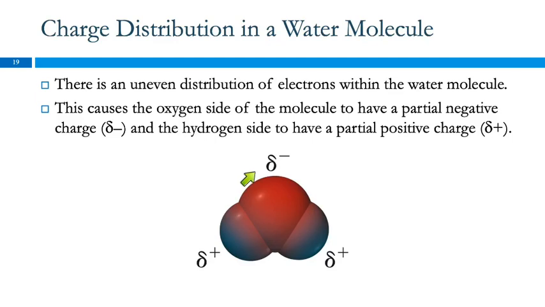And so this is the Greek letter delta, lowercase delta. It kind of looks like a lowercase d with a posture problem. Slumping, maybe you've been looking at your cell phone too long. That means partial negative charge, and this is partial positive charge. So that's what happens in a water molecule.